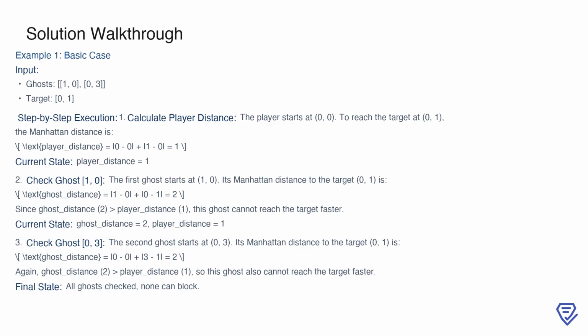The first ghost is at (1, 0). Its Manhattan distance to the target is calculated as 2. Since this is greater than the player's distance of 1, this ghost will not be able to block the player. Next, we evaluate the second ghost at (0, 3). Its distance to the target is also 2, which again is greater than the player's distance of 1.